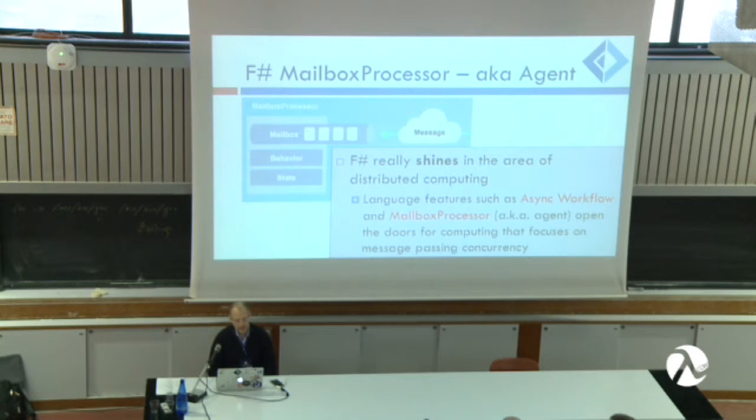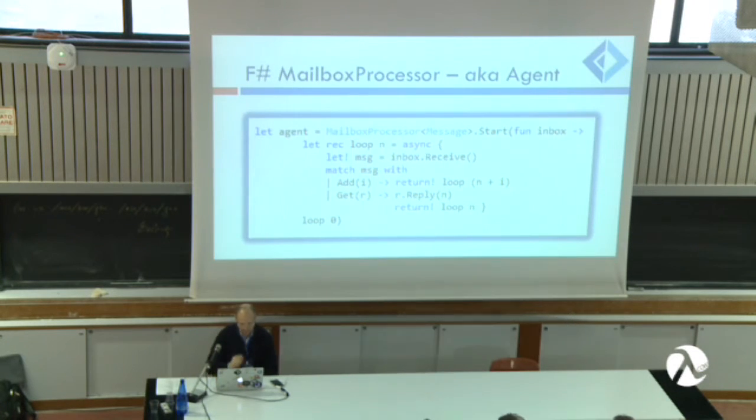So F# really shines in distributed computing because it has built-in features like asynchronous workflows and the MailboxProcessor, also known as agent. So this is, as I showed earlier, how an agent is implemented in F#, which is great because you can leverage all the cores of your machine, since all the agents can run in parallel. But there is a problem with this code.